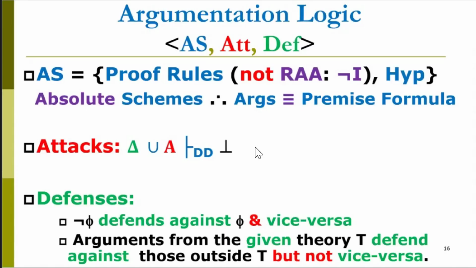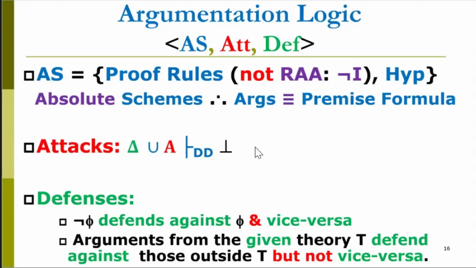And the defense is simple. A formula can defend against this negation and vice versa. And formulae which are in a theory are stronger than formulae of hypothesis. It's a very natural thing. If I'm given some premises, those premises are stronger than hypotheses as arguments, okay? And arguments which together give me a contradiction attack each other. And I can always choose between a formula and its negation.